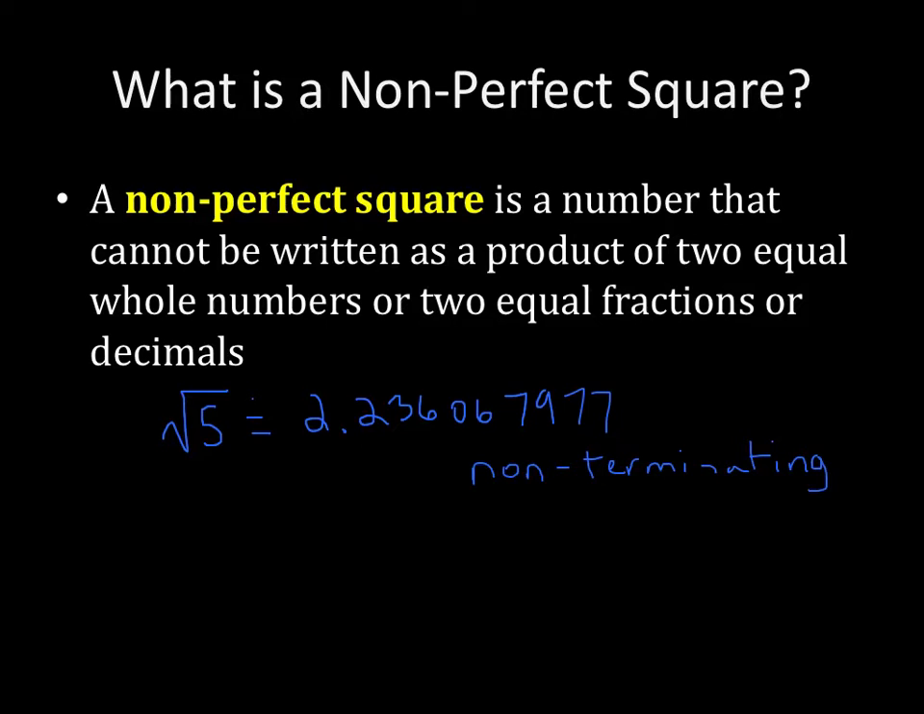So how do I know if a fraction is not a perfect square? A fraction is not a perfect square if I take its square root and again I get a non-terminating decimal. So if I take the square root of 2/3, I get 0.81649658. Once again, this is non-terminating, so I can say that 2/3 is not a perfect square.